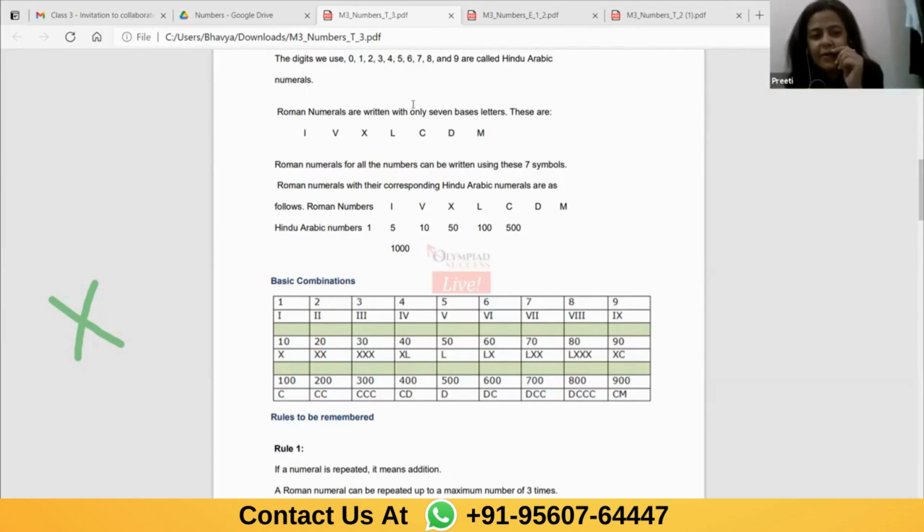Ma'am, someone is drawing on the screen. I know, I have disabled annotation now. That was Admina. She was trying to write.